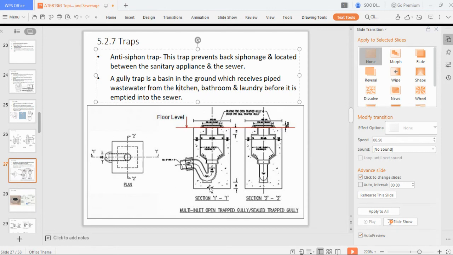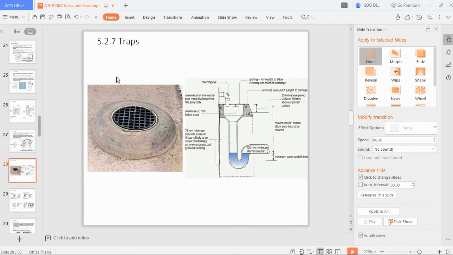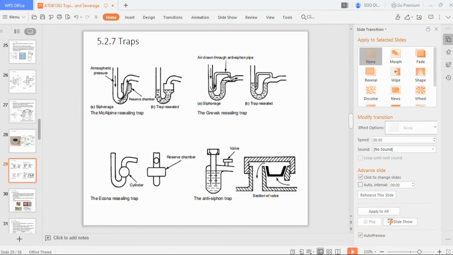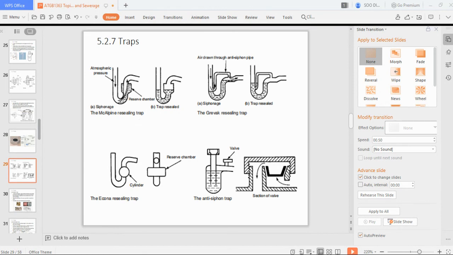So usually, if you are living in a landed house, you'll be able to find it outside your house, but you won't be able to see it because usually this will be covered. So this is a picture of the trap, and this is a cross section of how a gully trap will be. Okay, so this is the figure of how a different type of anti-siphonage trap will be.